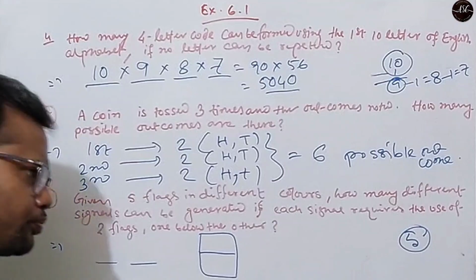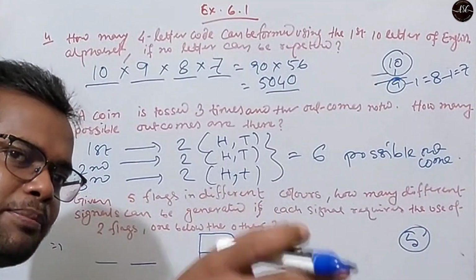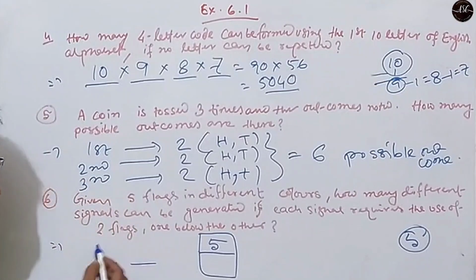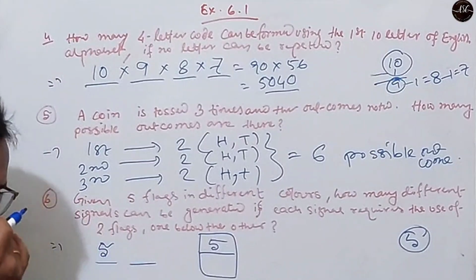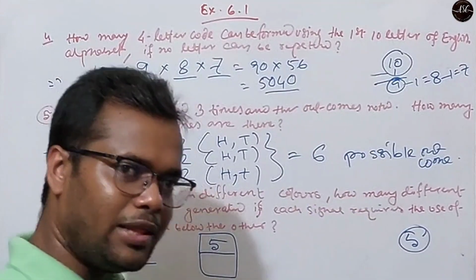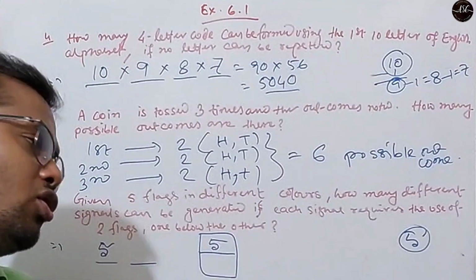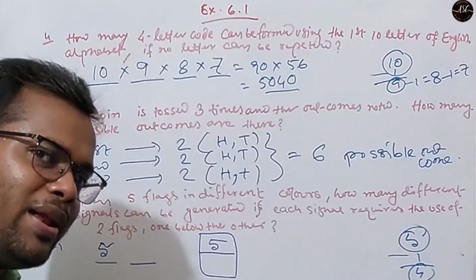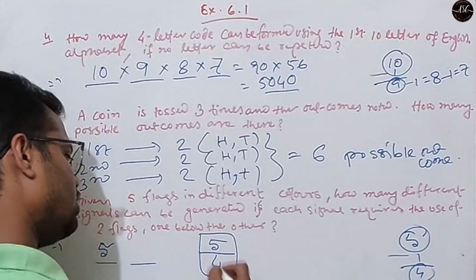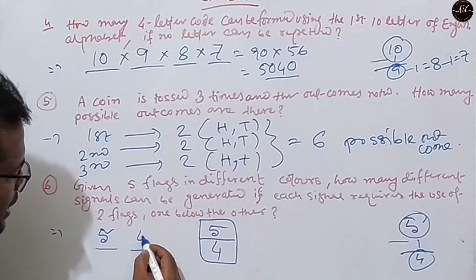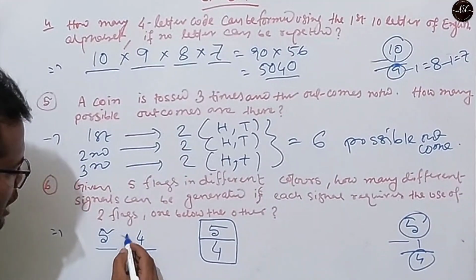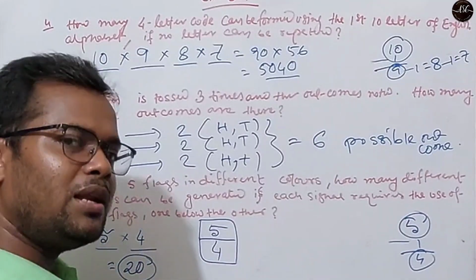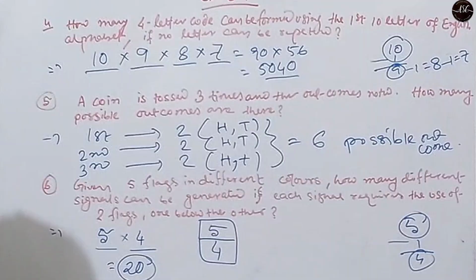So we have 5 flags. So 5 flags can be chosen in 5 different ways. So we can write 5 in the first place. If we take 1 flag, there are only 4 flags left. Among 4, the 4 flags can be chosen in 4 different ways. So we can write 4 in the second place. Just multiply this, 20. 20 is the number of possible signals.